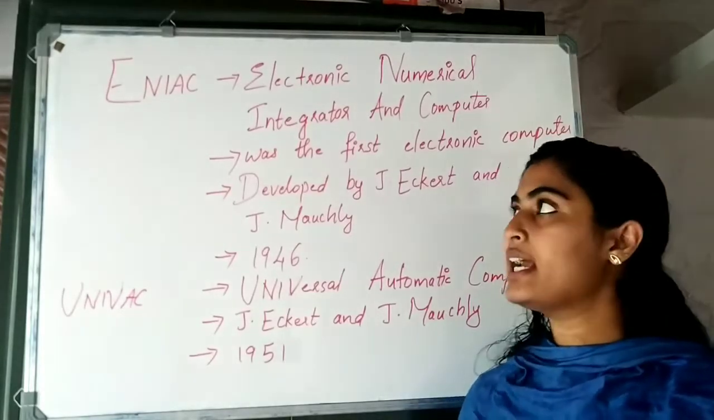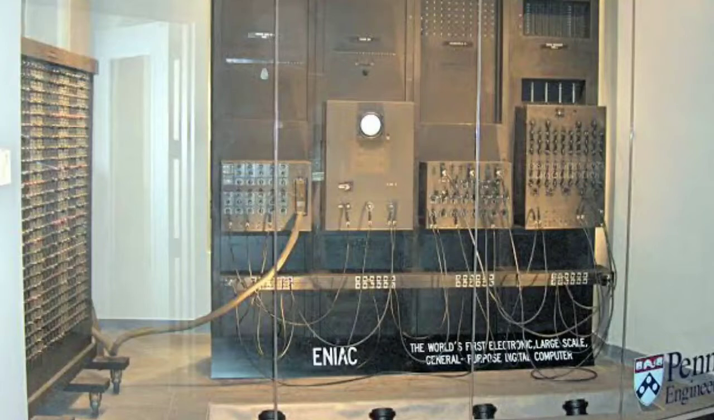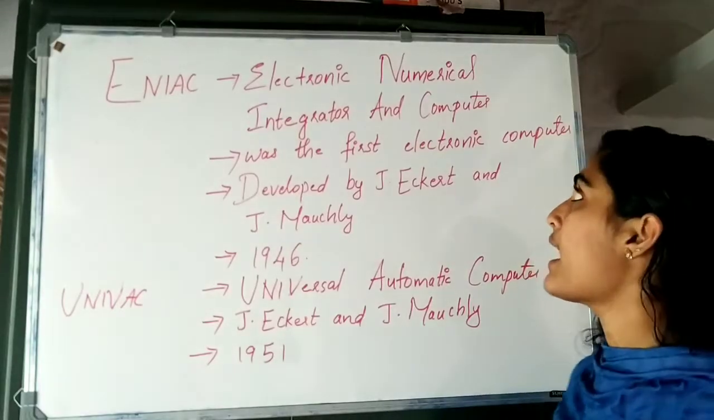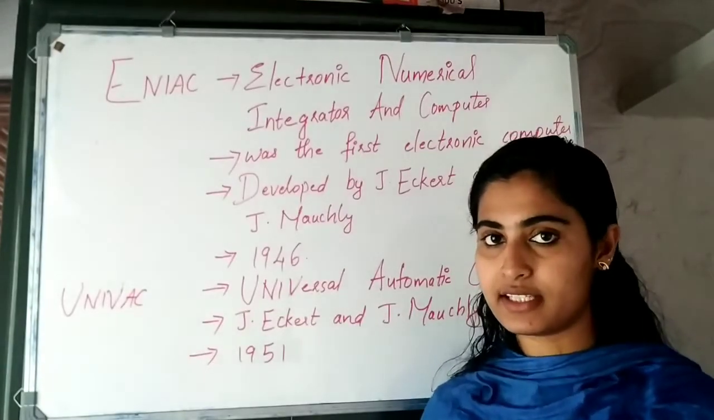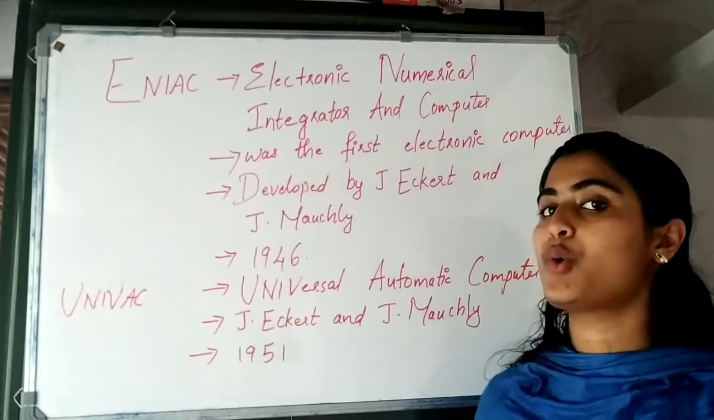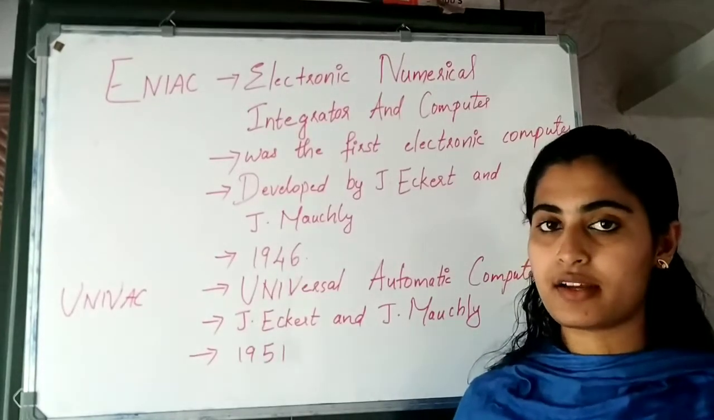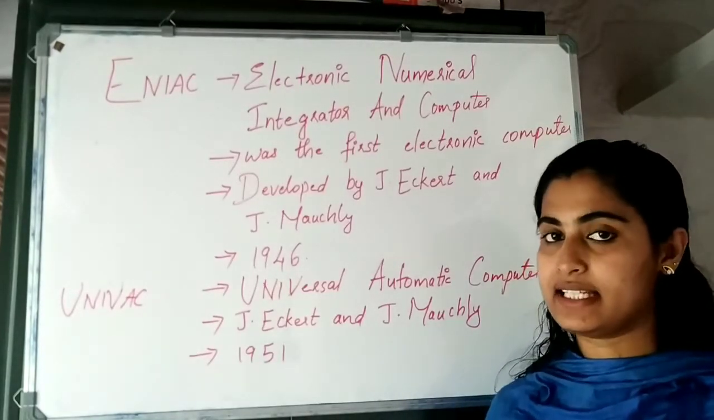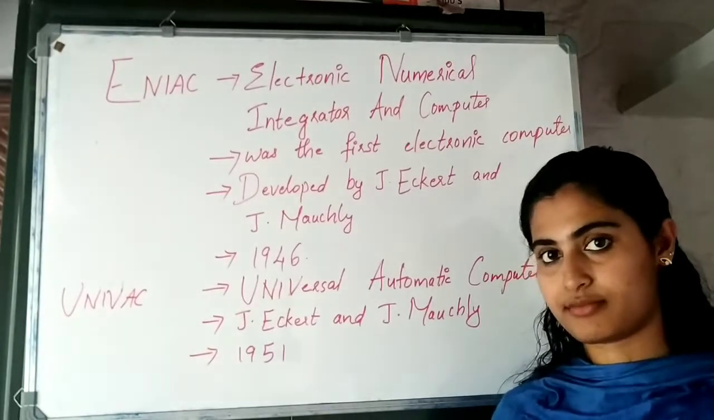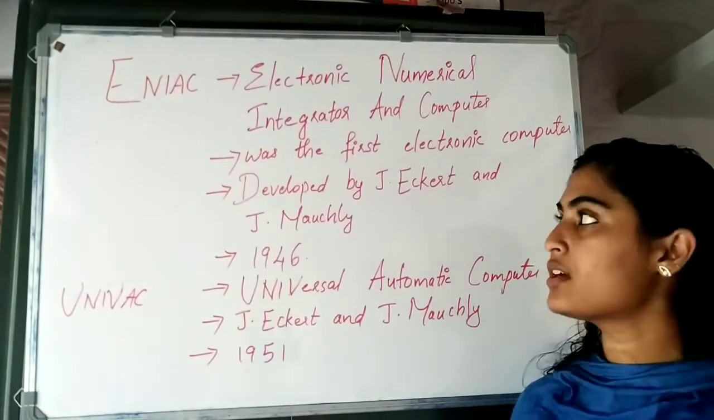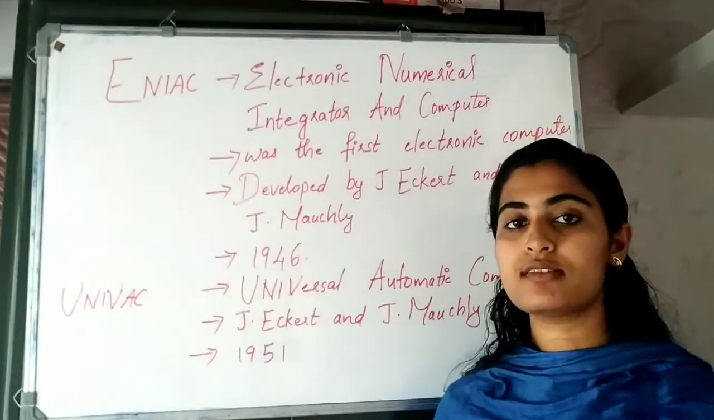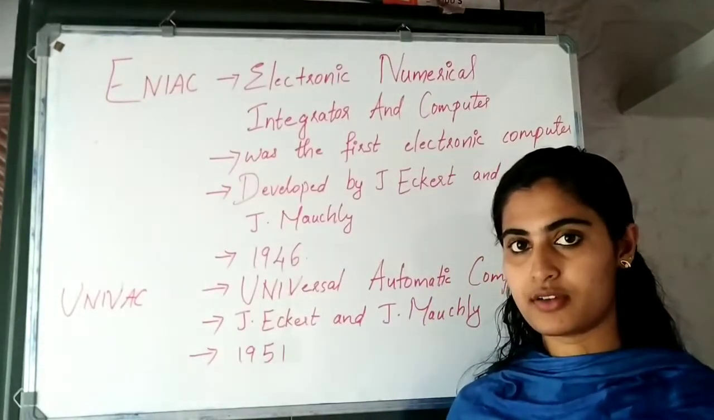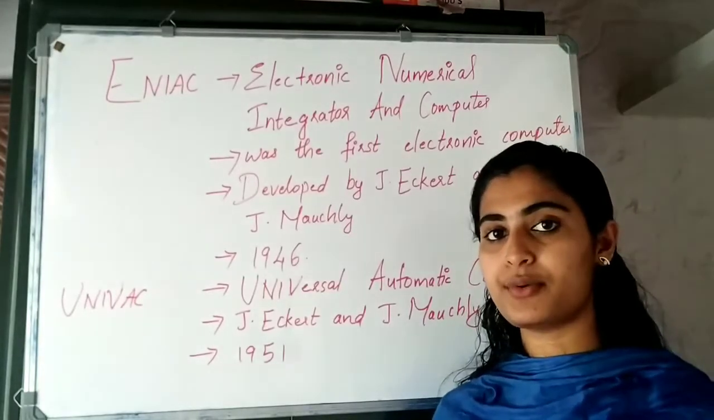Okay. ENIAC, the full form of ENIAC is Electronic Numerical Integrator and Computer. What is the full form of ENIAC? Electronic Numerical Integrator and Computer. And it was the first electronic computer. ENIAC was the first electronic computer. So which was the first electronic computer?